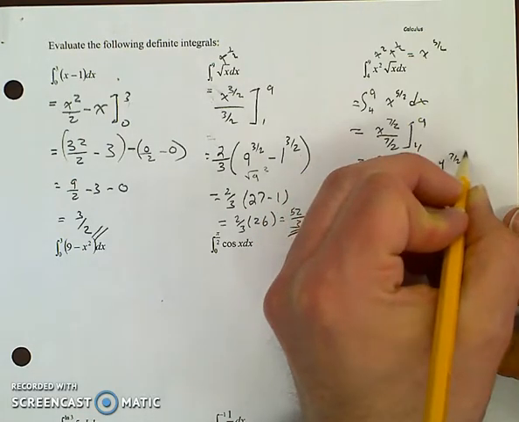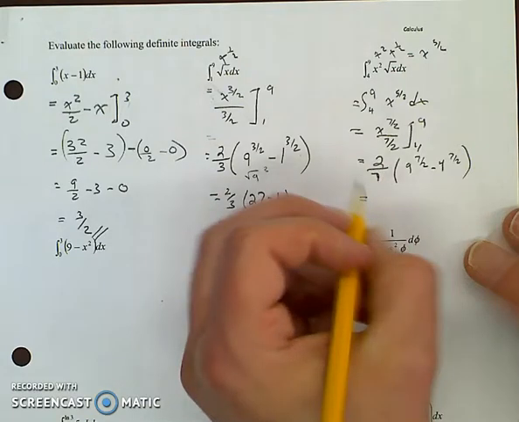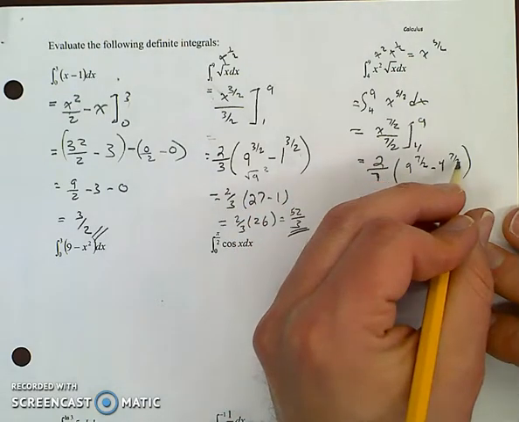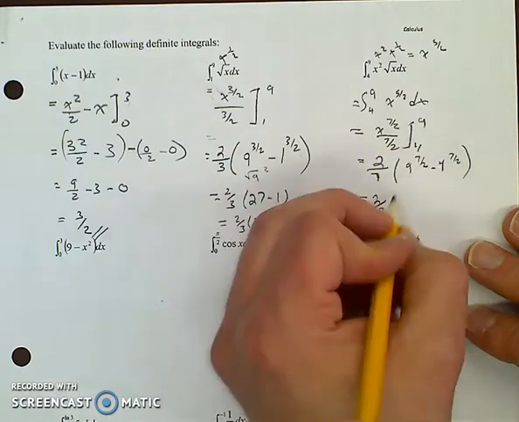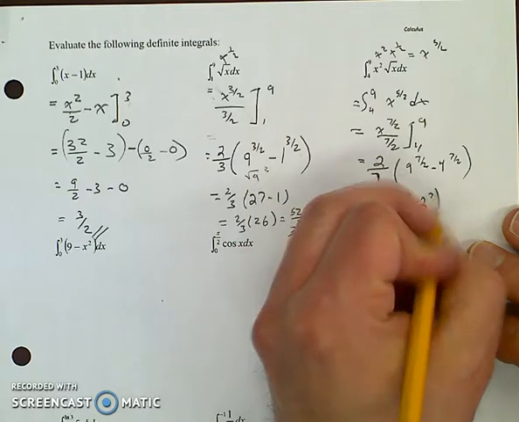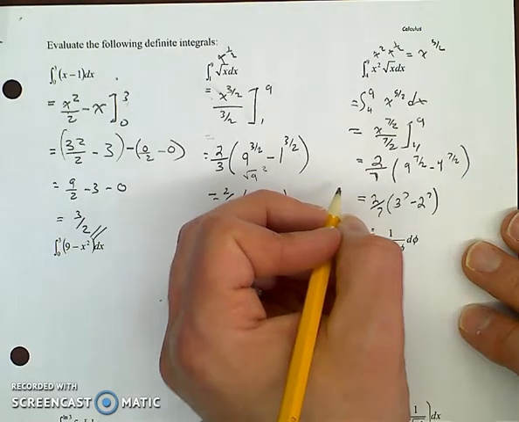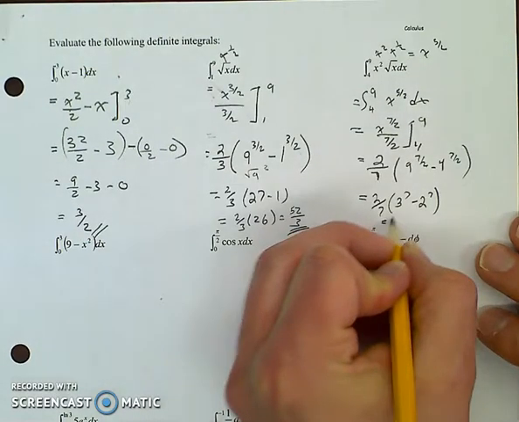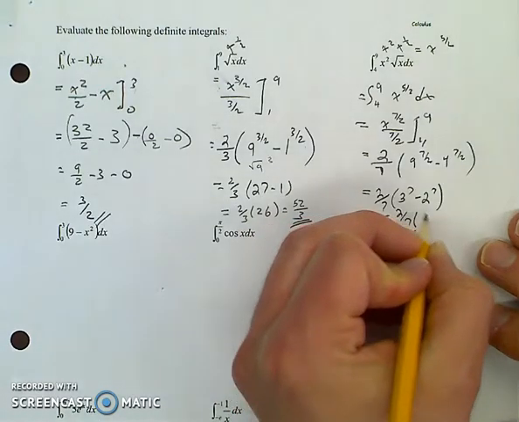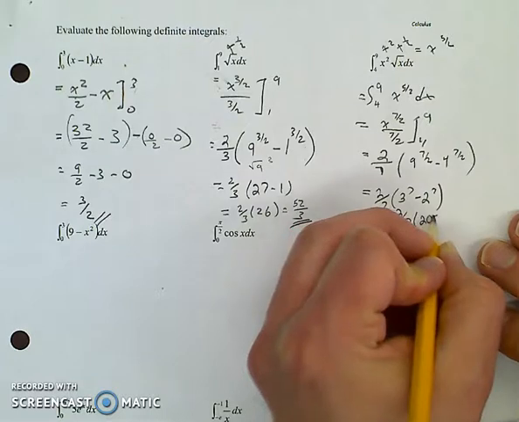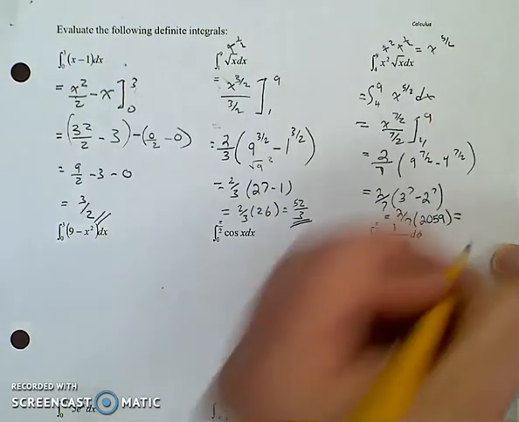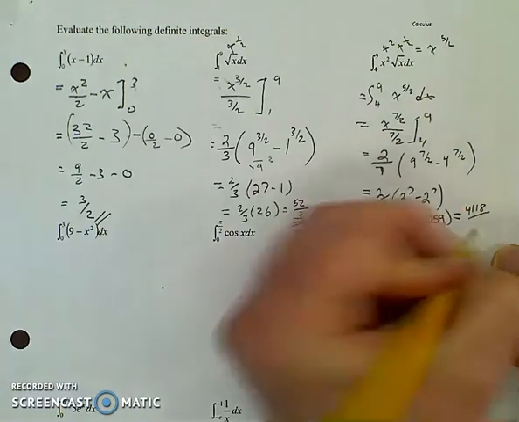7 halves. And again, don't get too confused with this. This is saying the square root right here. When you have something divided by 2, it's saying the square root. So that's really saying 3 to the 7th minus 2 to the 7th. And that is going to give us, if you use a calculator, 2/7 times 2059, which is also equal to 4,118 over 7.